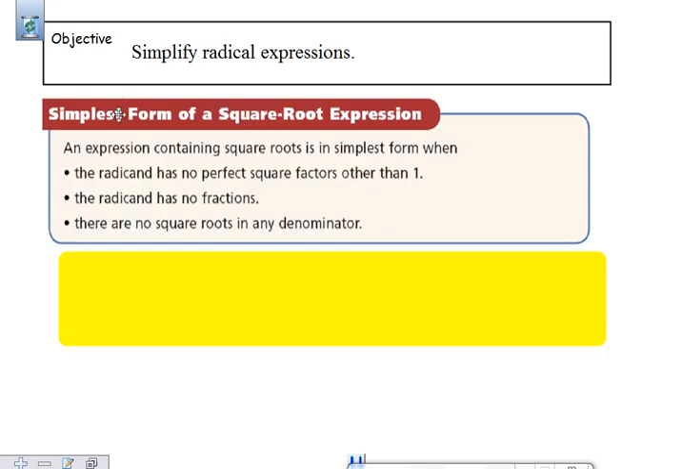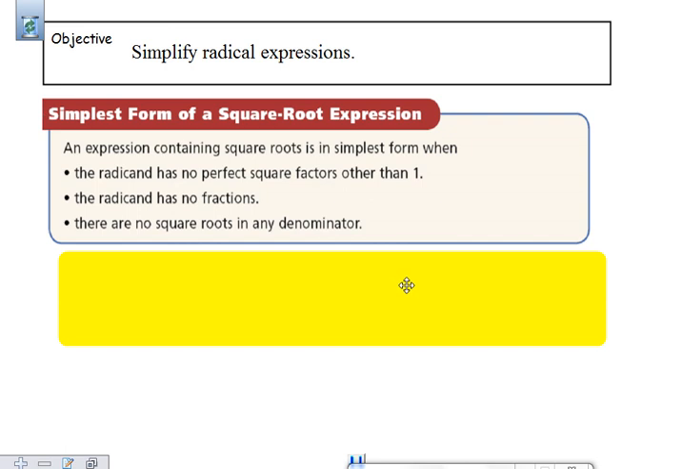The first thing we'll talk about is the simplest form of a square root expression. There are a couple of things you'll have to remember to know if it's in simplest form. The radicand has no perfect square factors other than 1. In other words, you're not going to have a square root of 9 hiding inside of there. You'll see some examples of that later. The radicand has no fractions. You'll have to learn to deal with that. And there are no square roots in any denominator. That part becomes important in the third video of this series when we start multiplying and dividing with radicals. We'll get to that later.